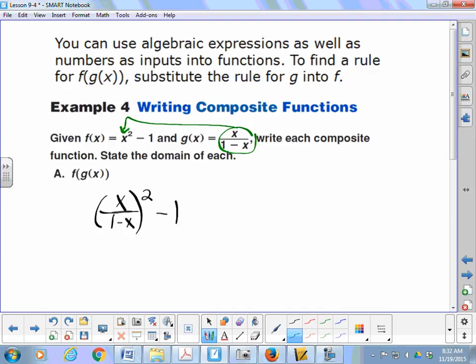Okay. Now it says state the domain. So is it all real numbers? Well, I'm dividing, so I have to check to see if it's equal to 0 in the denominator anywhere. Okay. All right. And this would be equal to 0 in the denominator at 1, so x cannot equal 1. All real numbers except for 1.